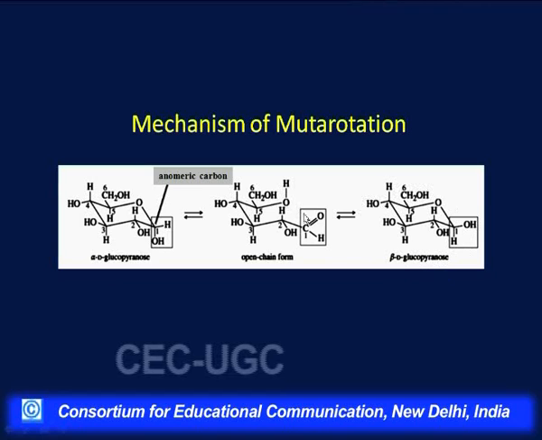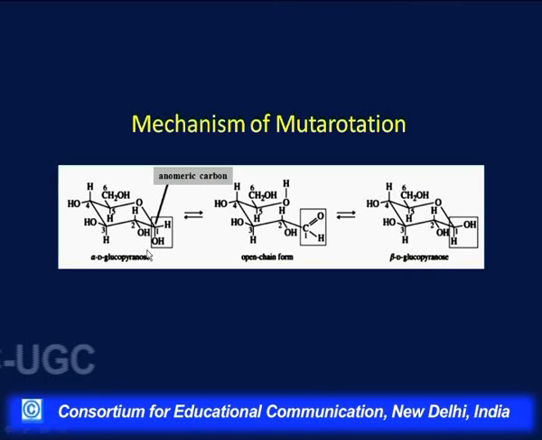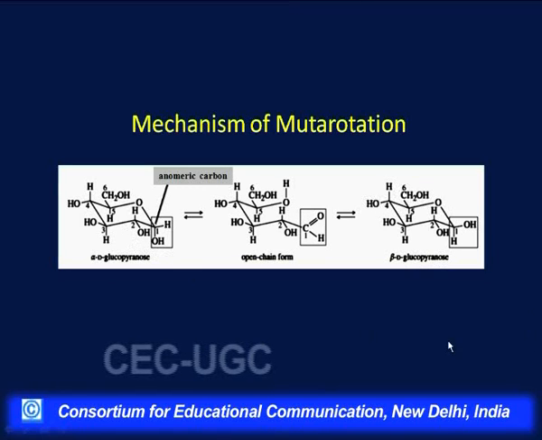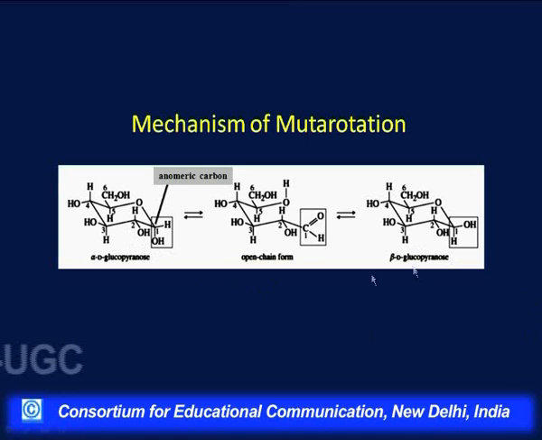The ring will open up to give the open chain structure, then closes, opens and closes, and every time the concentration of alpha form is increasing. Whether we start from this side or from this side, ultimately an equilibrium is reached when they have a particular ratio of the alpha form and beta form, and the specific rotation at that time is plus 52.7. So, this way we can explain why mutarotation actually occurs. It would not have been possible if glucose had only the open chain structure.